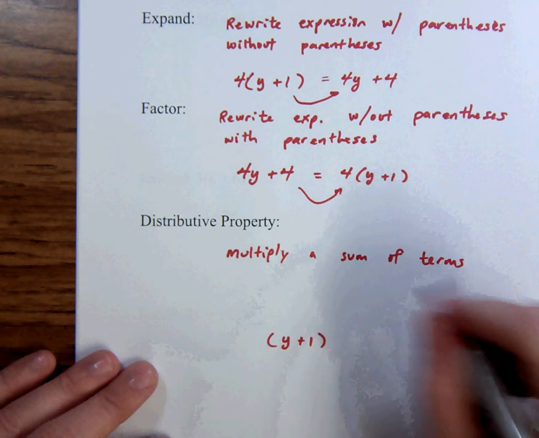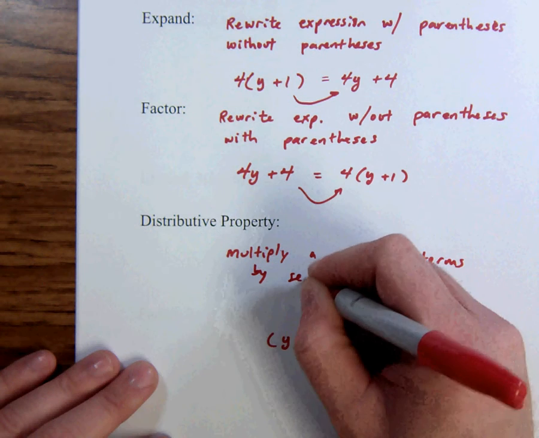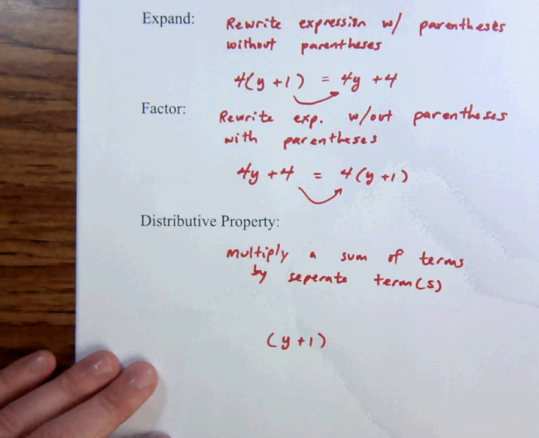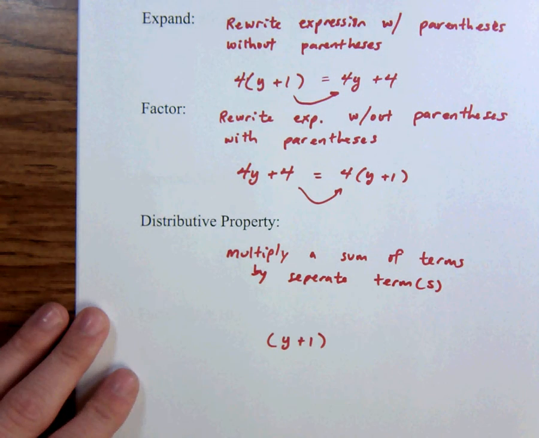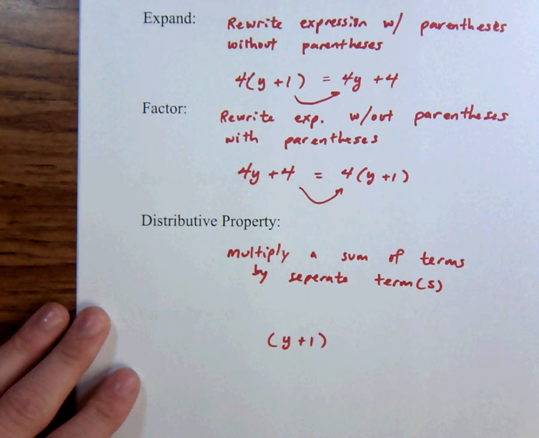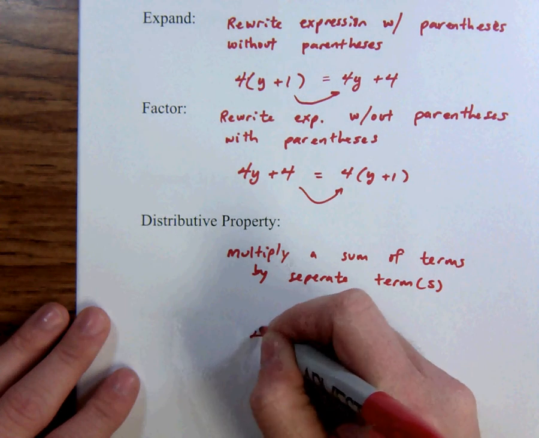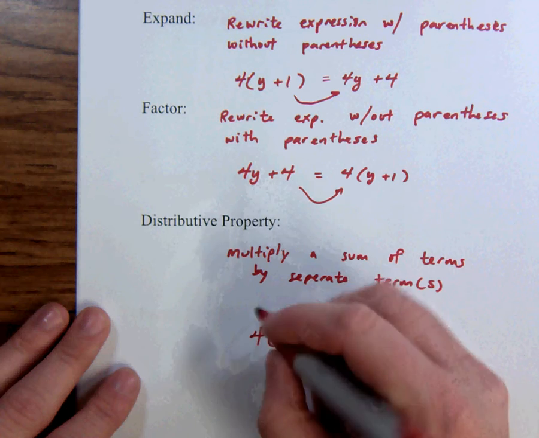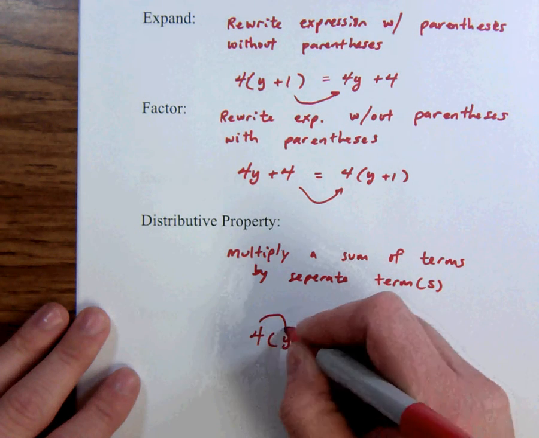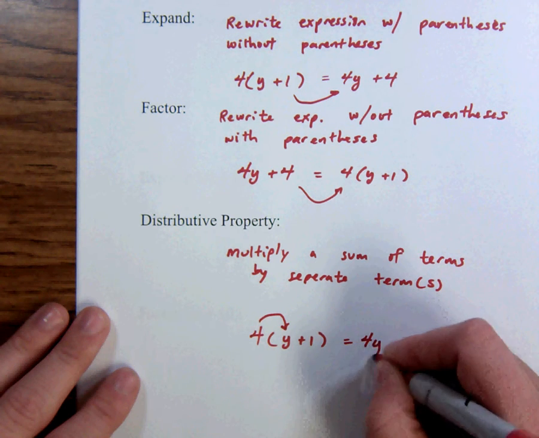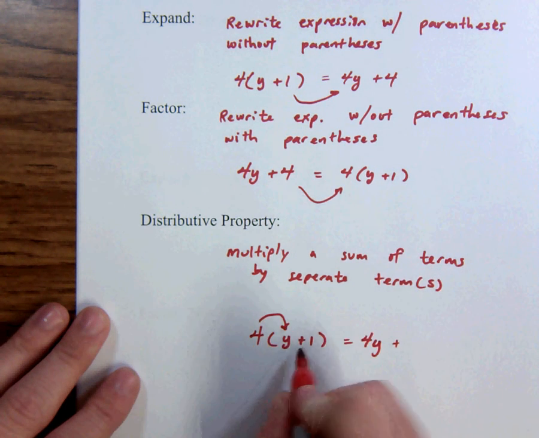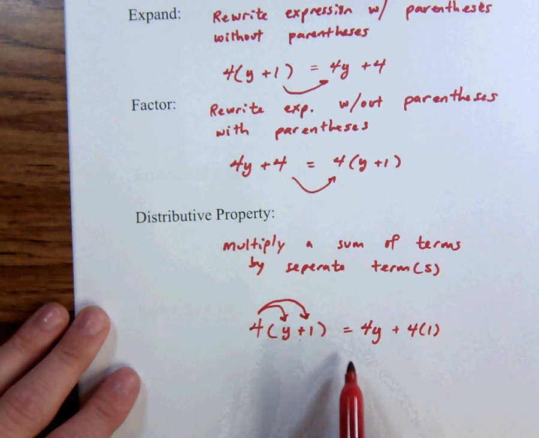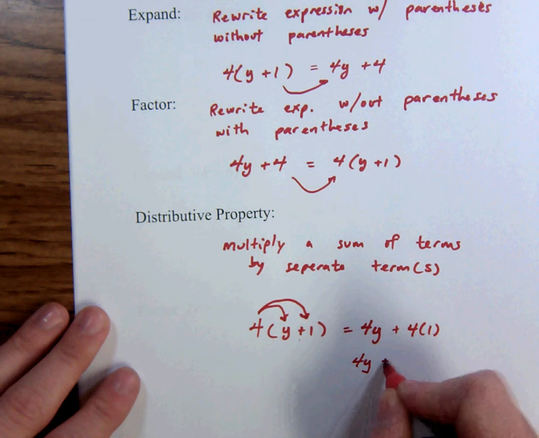So a sum of terms by a term. We're only going to work with whole numbers or variables for the most part in this class, but you could get larger, so that means multiply a sum of terms by a term. So this term is going to be 4. So when we distribute, we say this is equal to 4 times y plus whatever's right there, 4 times 1. Well, 4 times y is 4y. That cannot be simplified. 4 times 1 is 4.